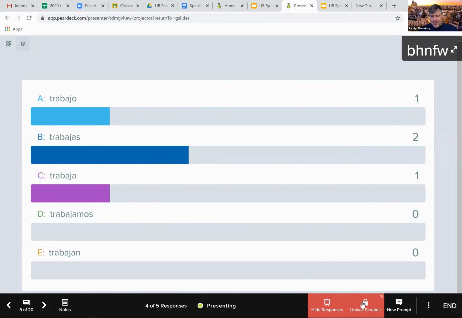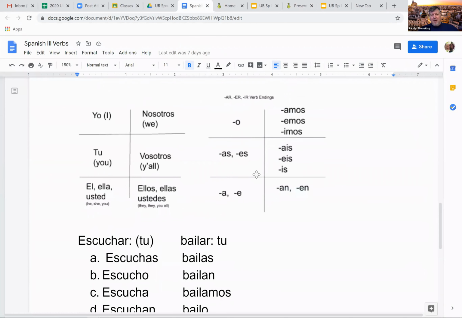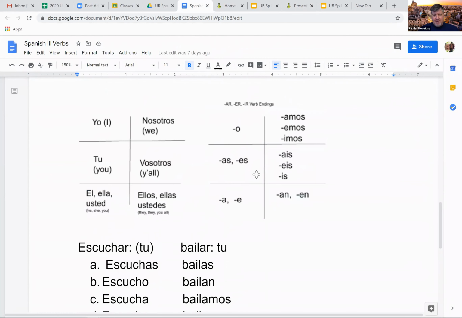Don't forget, let's unlock this for a sec. Don't forget that when we look at our endings, we have to think about whether it's an AR verb or an ER-IR verb to figure out which ending we would use. But once we do that, it's just a matter of knocking off the last 2 letters and then hooking the new ending with it. Essentially we're making the 2 puzzle pieces join up together.